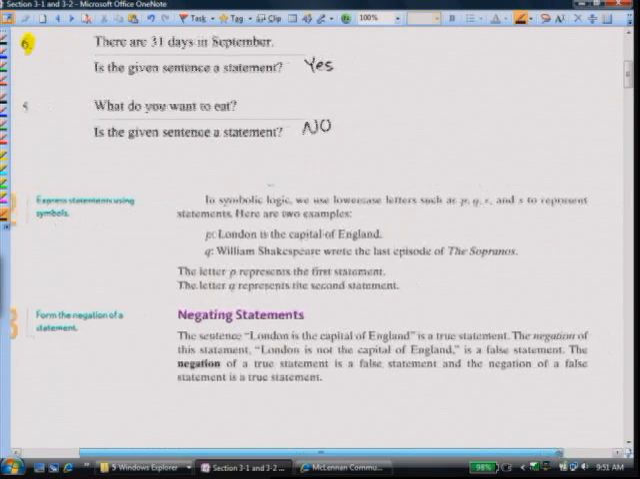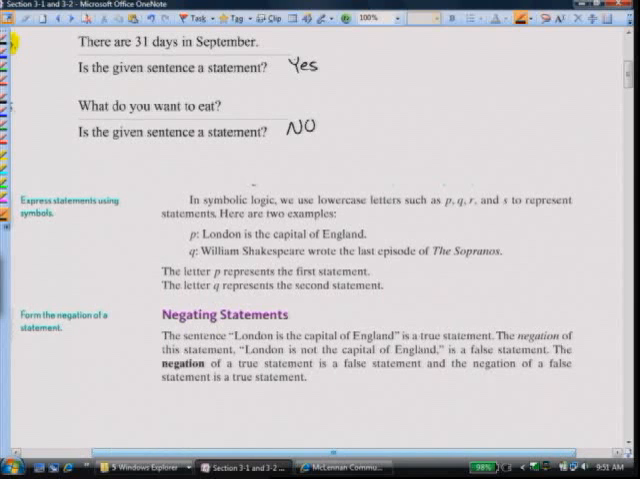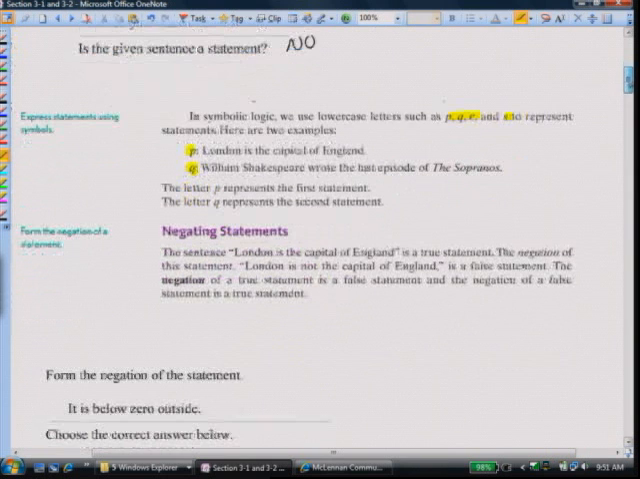All right, express statements using symbols. What we're going to do in logic is try to get rid of as many words as possible, because that's what we like to do in math. So we're going to often use letters, P, Q, R, and S to represent statements. P represents the first statement and Q represents the second statement. No big deal.